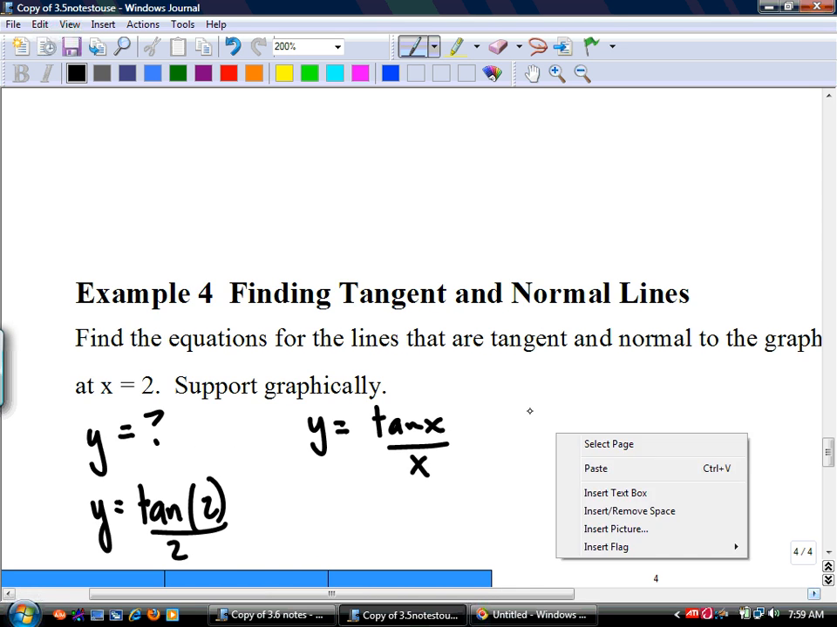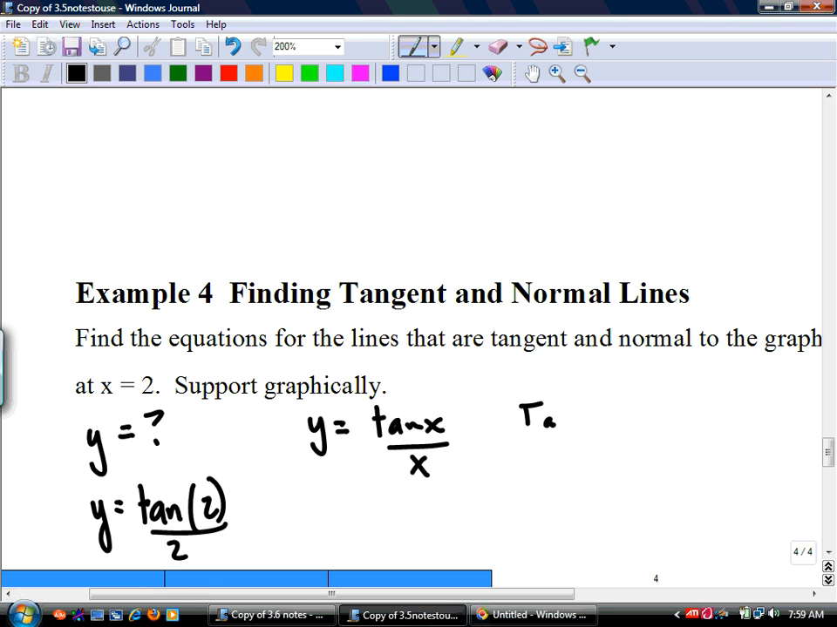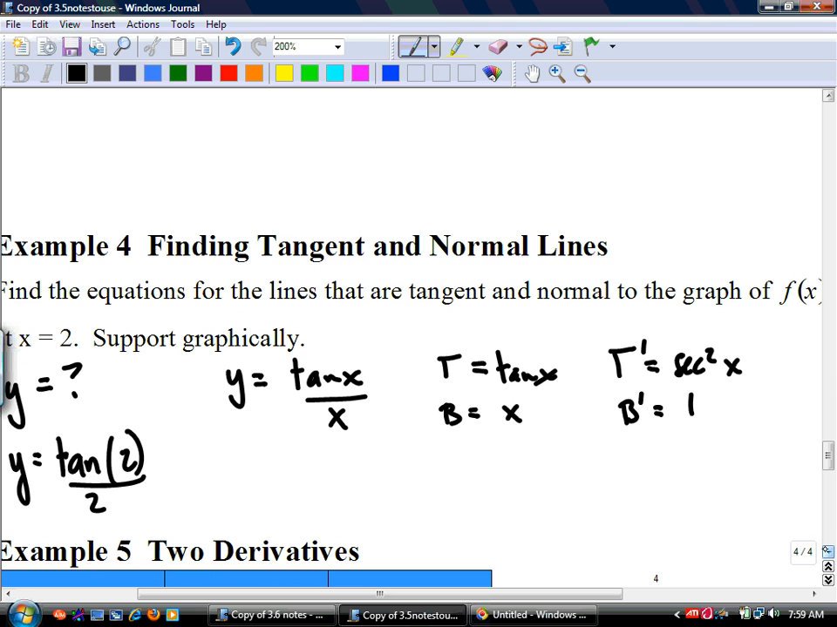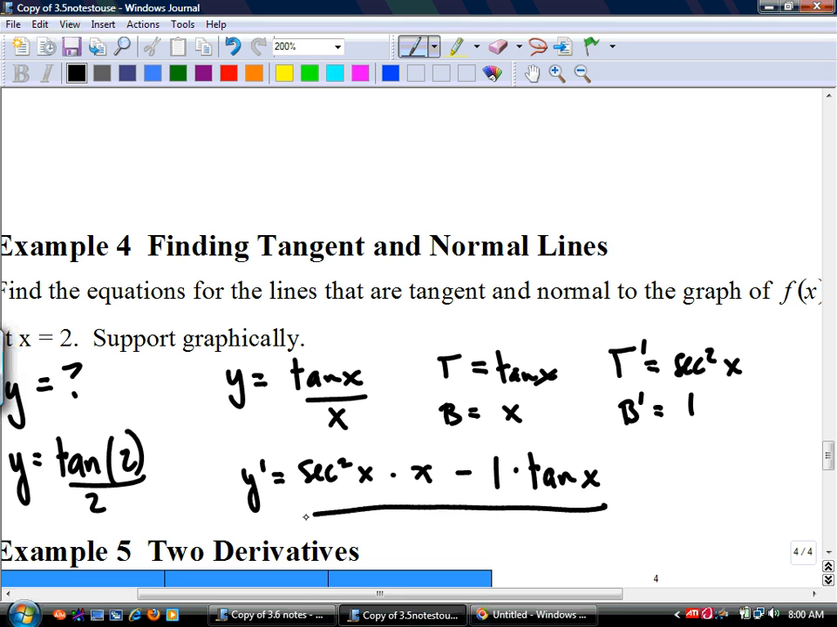So we know the top is tan x. We know the bottom is x. The derivative of the top is secant squared x. The bottom is 1. Quotient rule. Okay, that's better. Secant squared x times x minus 1 times tan x all over x squared.